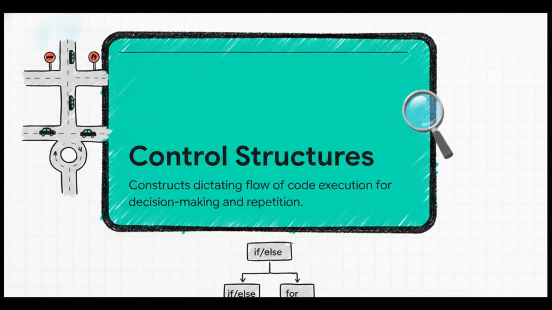Control structures are programming constructs that dictate the flow of code execution, allowing for decision-making and repetition. Think of your code like a car driving down a highway. Without control structures, that car can only drive in one straight line, completely oblivious to stop signs or sharp turns. Control structures act as the intersections, the roundabouts, and the detours that tell your car exactly where to go, when to stop, and when to turn around.